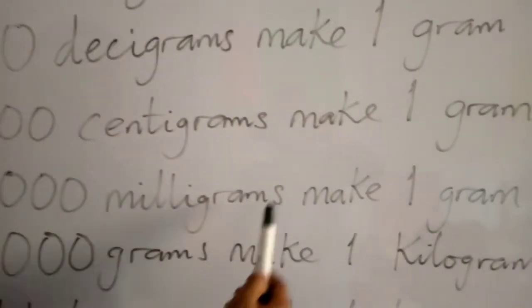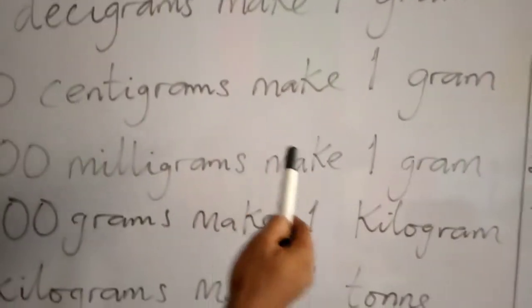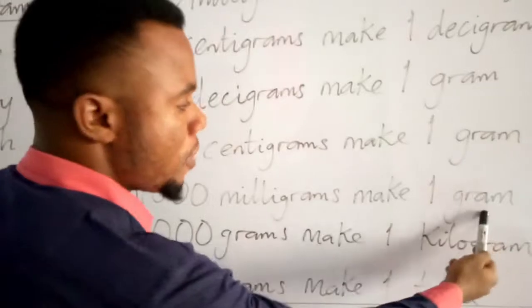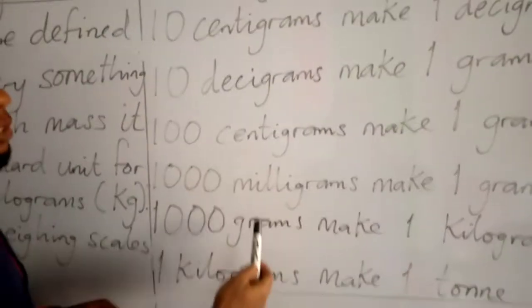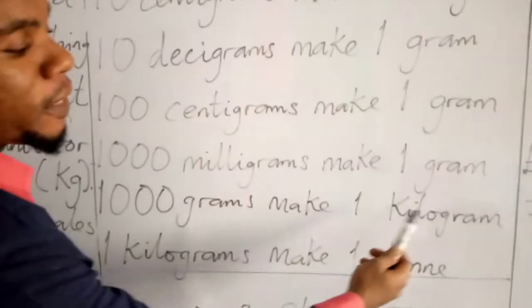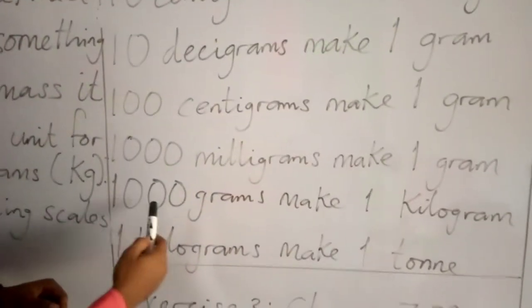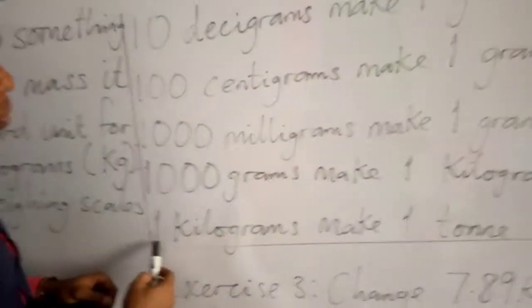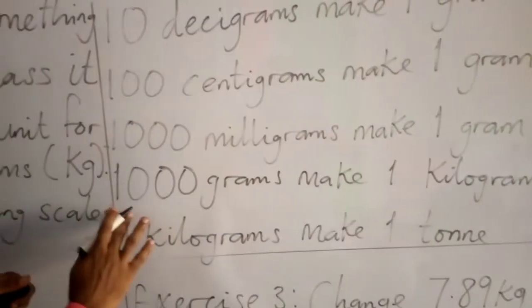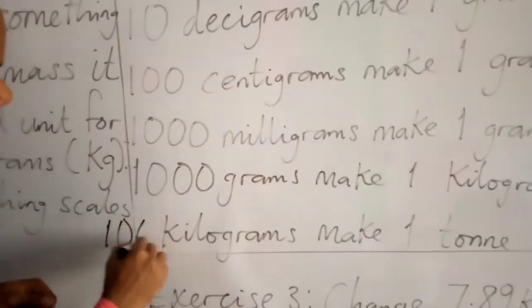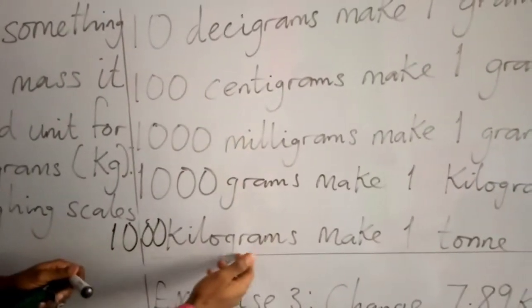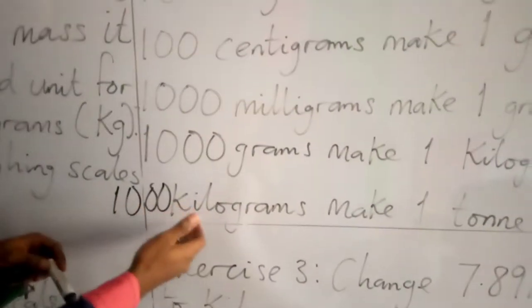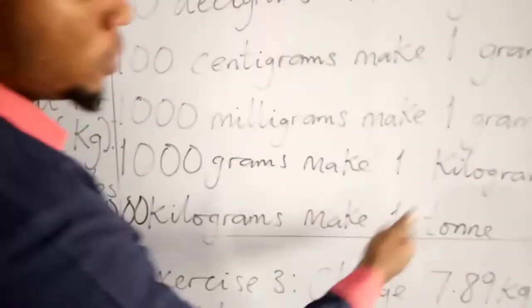1000 milligrams make 1 gram. 1000 grams make 1 kilogram. 1000 kilograms make 1 ton.